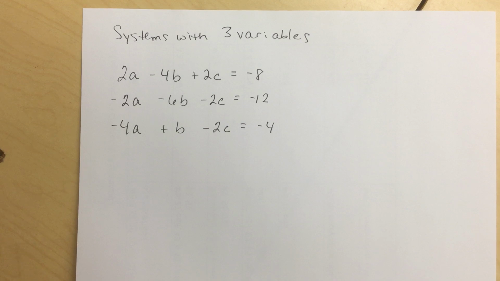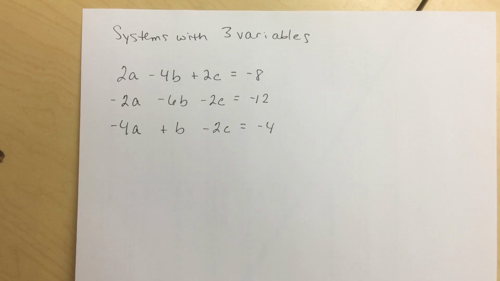Okay, this situation is going to take a little bit more time. It is the same process, but you're just going to have to go through a lot more steps. So when you have three variables, you have to have three equations in order to be able to solve it. You're going to start by deciding what letter you want to get rid of first.